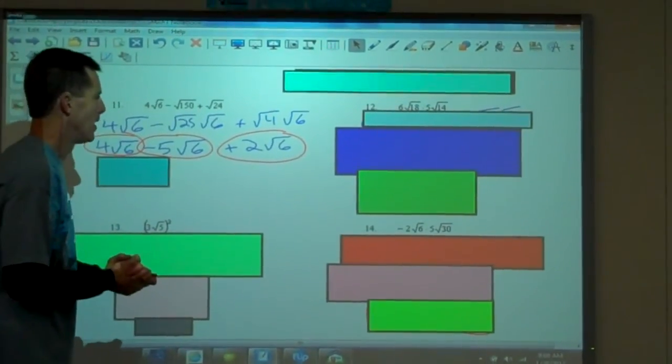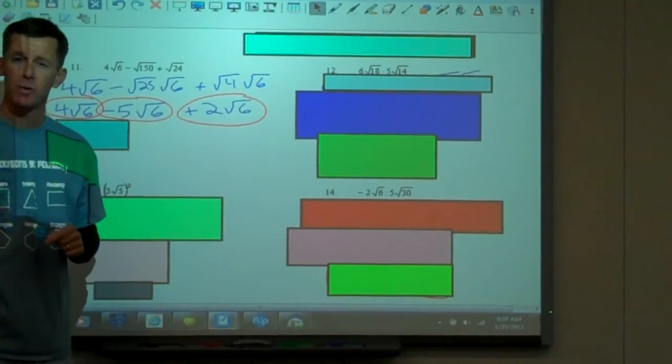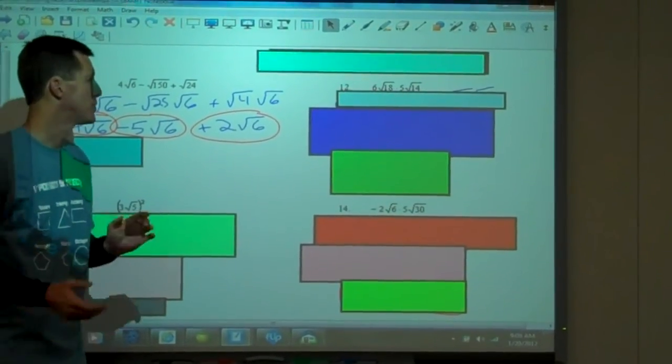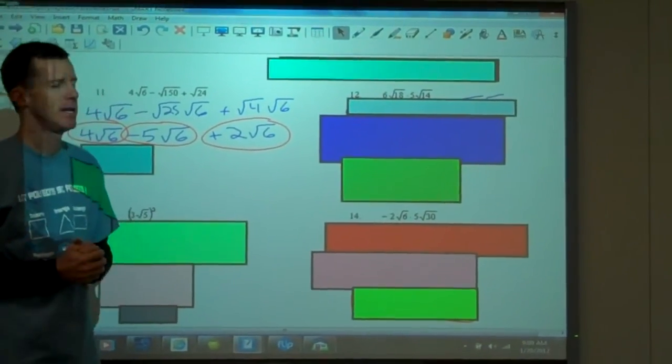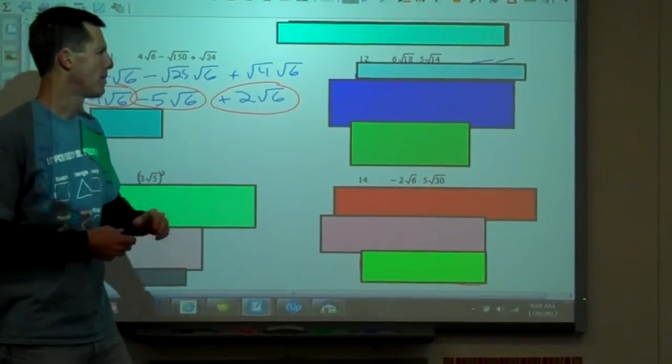All right. Multiplication. Okay. Outies with outies, innies with innies. Remember that one, guys? Okay. So I could multiply root 18 times root 14, but I get a kind of big number, then I'm going to have to break that one down. So probably not the best way to go.